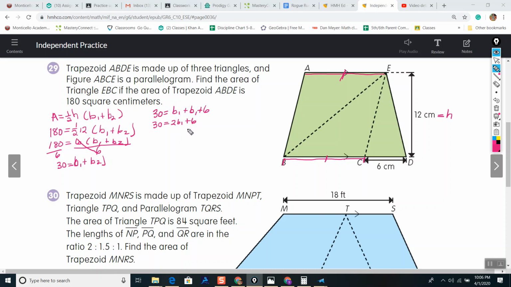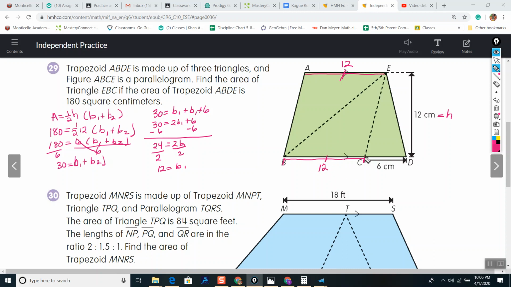Okay, now I need to get rid of the 6. So I'm going to subtract a 6 from both sides, right? I need to move it. I'm trying to isolate this term right here. So then I've got 24, 30 minus 6 is 24, is 2 B1s. Okay, so then I can divide to get the B1 by itself. So B1 is 12. Okay, so if B1, that was this original one, is 12, and we know that these are the same, right? We also know that this is going to be 12.